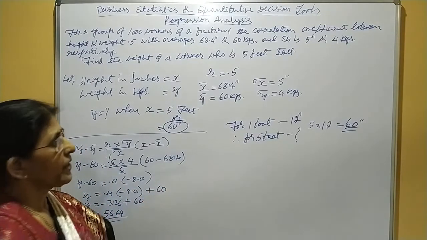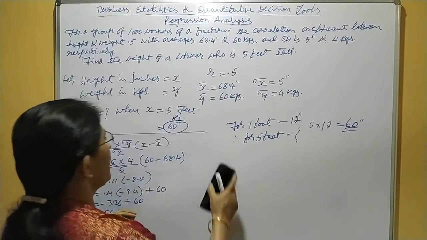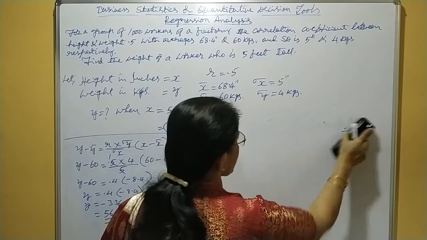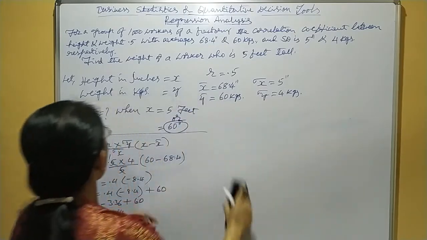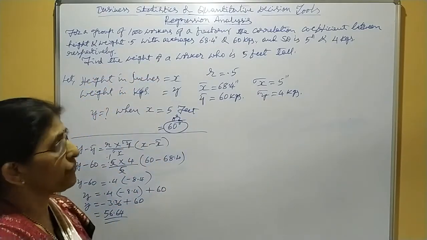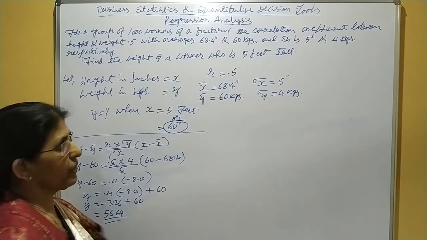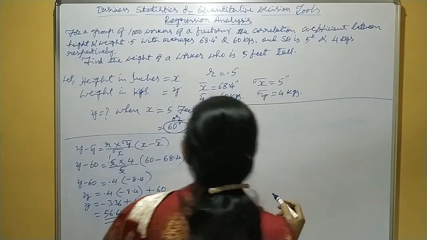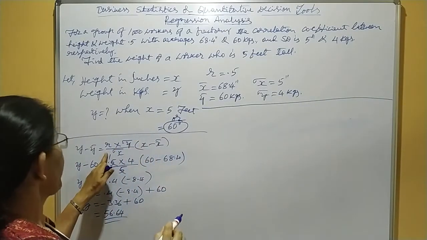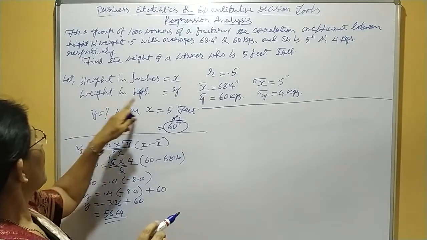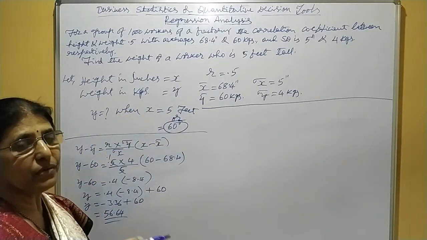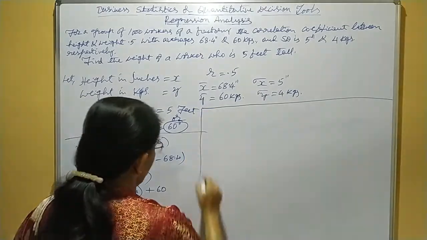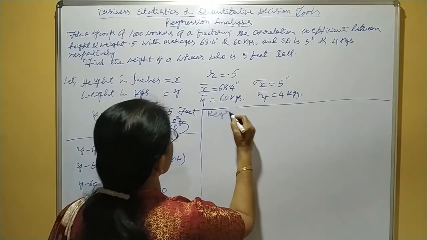On the other hand, if it was given, find regression coefficients, form regression equations, then find the weight of a worker who is 5 feet tall. In that case, what do we have to do? First, we have to take the regression coefficients. Here, regression coefficient of which one? Here, we have to estimate the value of y. Therefore, we have to find out the regression coefficient of y on x.